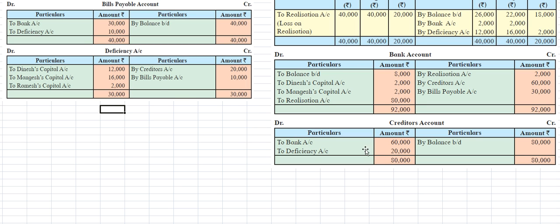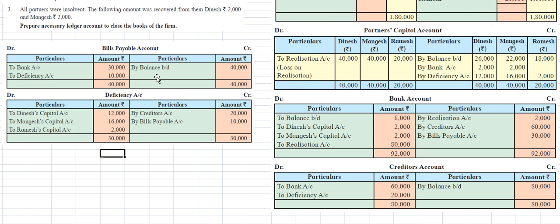And again I'm saying, the next is the bills payable amount. It is 30,000 into 2 divided by 6, in a 4:2 ratio. 10,000 rupees is not payable for the bills payable. So that's why this is a deficiency amount.